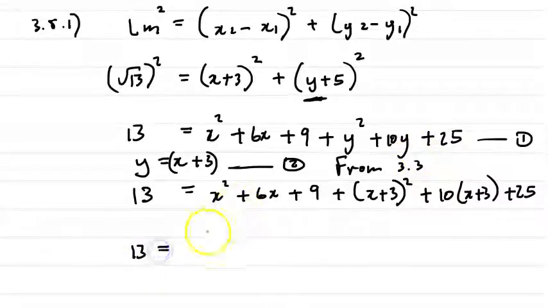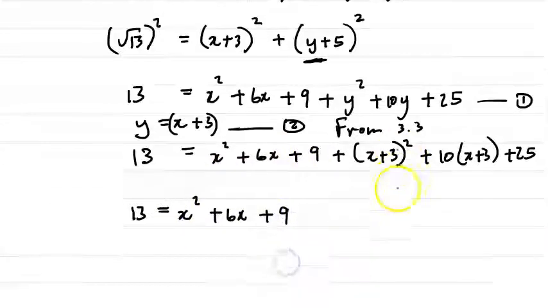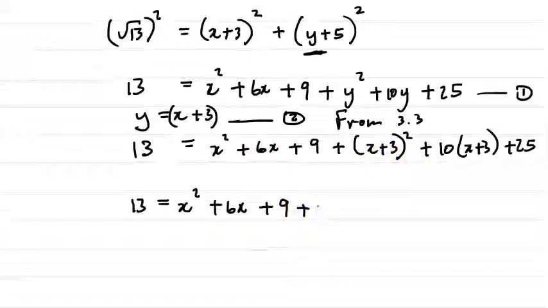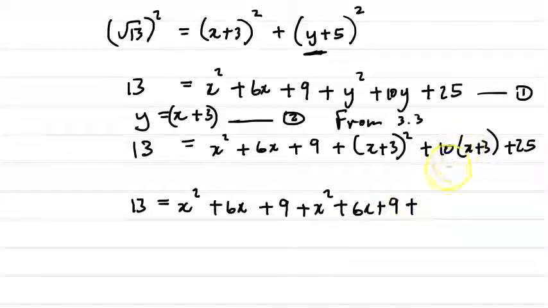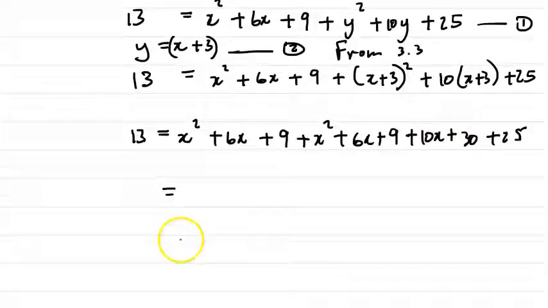So 13 equals x squared plus 6x plus 9. And here we're going to square this binomial again, so it's going to be plus x squared plus 6x plus 9. Open these brackets out, so that'll be plus 10x plus 30 plus 25. So therefore, we're going to get a quadratic equation in terms of one variable, which is x. So let's make one side equal to 0.